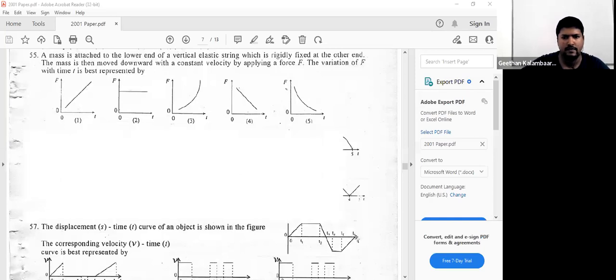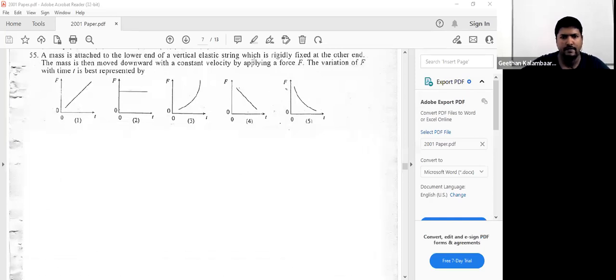Question number 55. It says a mass is attached to the lower end of a vertical elastic string. This is its neutral position. The mass is then moved downward with a constant velocity by applying a force F. So we're applying a force F, and we are moving it downwards.